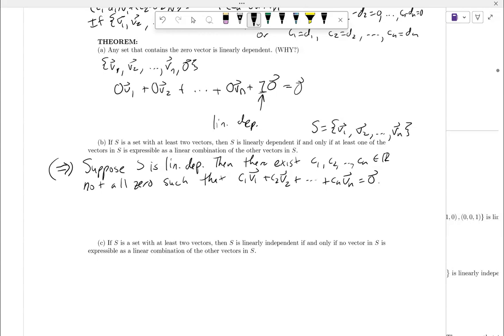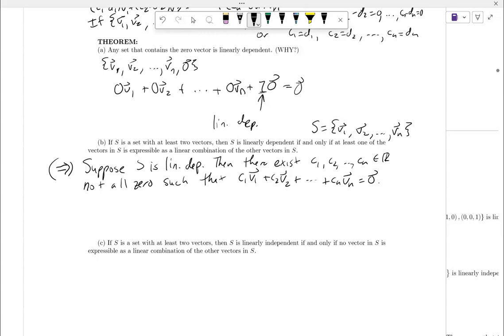This is why it's important that at least one of the constants is not zero, so I can divide by it, right? If I want to solve for that variable, as I think about it as a variable, if I want to solve for that vector, I need to be able to divide that constant off. In order to be able to divide the constant off, I need to know that it's not zero. So if we have linear dependence, then one of those has to be not zero. So that's the thing that I'm going to solve for. Okay?